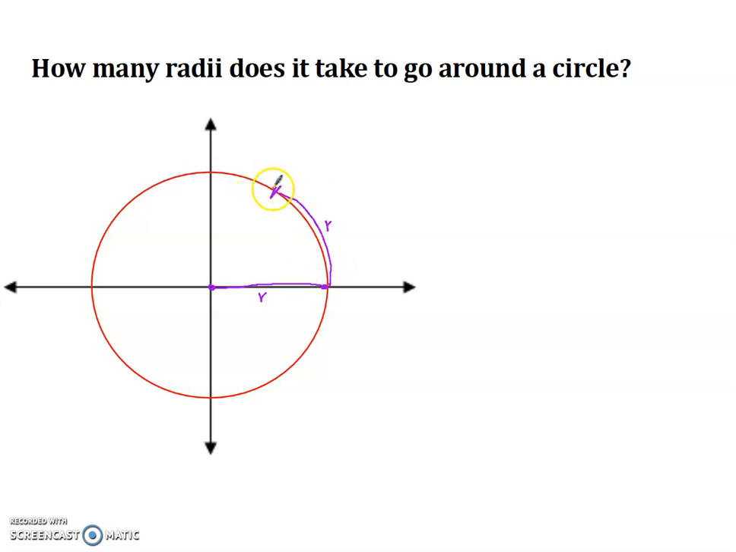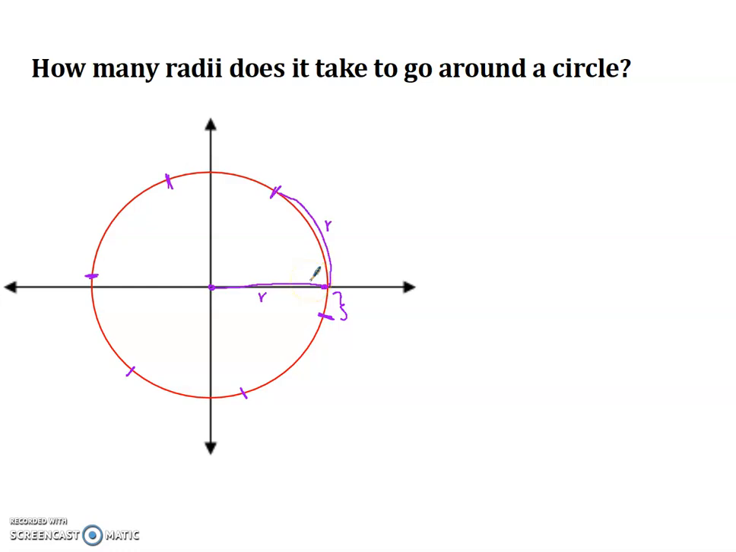So this is one radius. Then I'm going to measure that same distance. That'll be 2. That'll be 3, so I'm about halfway with 3. This will be 4. 5, and then 6 will get me right here. So we have 6 and just a little bit more. So if we're trying to think about exactly how many radii that takes me, we know it's estimated about 6 and a little bit.